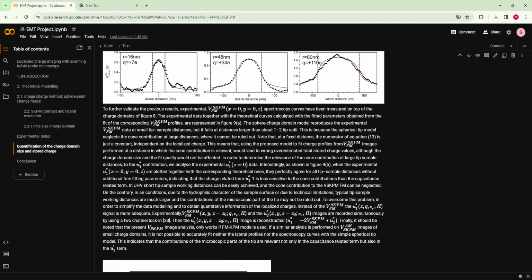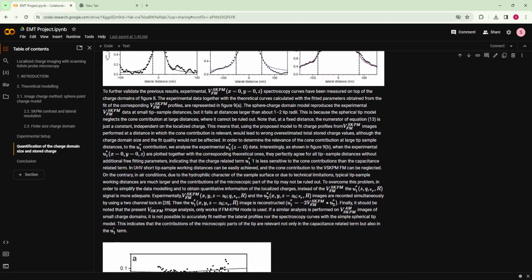Independent on the localized charge. So, using the proposed model to fit charge profiles from VSKPM FM images, charge domain size and the fit quality would not be affected. In order to determine the relevance of the cone contribution at large tip sample distances to the U1 double dash contribution, we analyze the experimental U1 double dash is equal to 0 data.